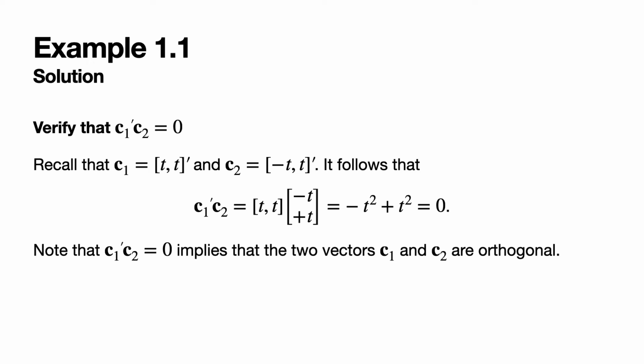So again, C1 is equal to the 2 by 1 vector containing the entries t and t, and C2 is the 2 by 1 vector containing the entries negative t and positive t. And so when we calculate the product C1 prime times C2, we get negative t squared plus positive t squared, and that is obviously 0. So this implies that the two vectors C1 and C2 are orthogonal, as the theory said it should be.